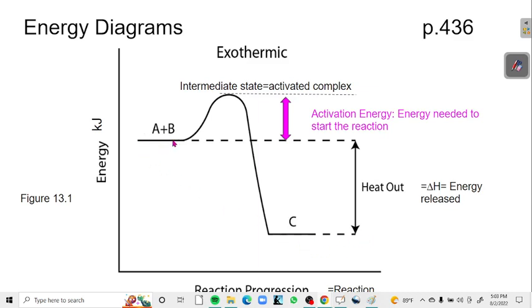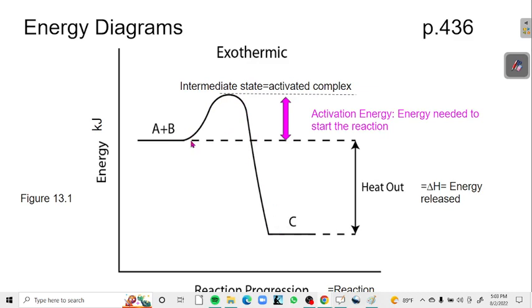Anytime that your reactants are at a higher energy than the product you produce, remember that if you go this way, this represents energy, so this is higher than down here. So if your reactants are higher than your product, when you finish, that product has less energy, you have an exothermic reaction. Energy has been lost in the form of heat usually.